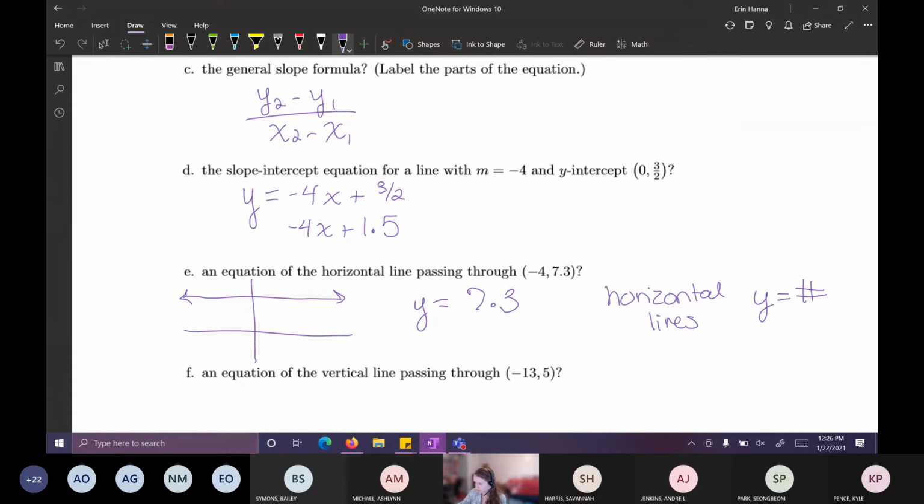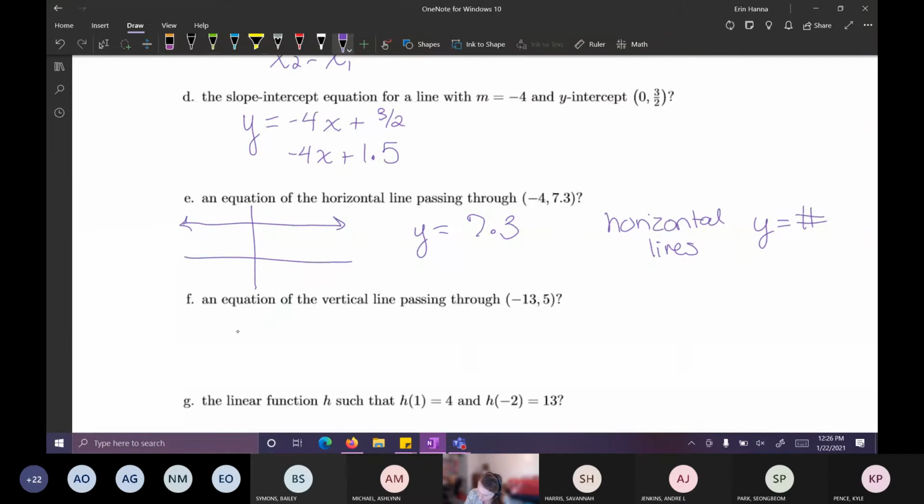And then looks like everyone pretty much got the other one too. Vertical line passing through -13.5, that's going to be some vertical line back here. So we will have x equals -13, and any vertical line will always take the form x equals some number.